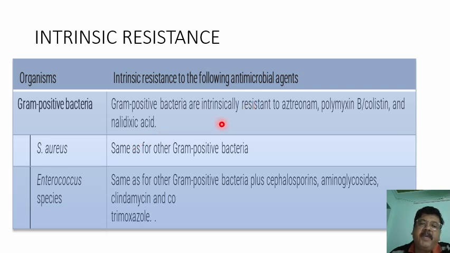Then gram-positive bacteria are intrinsically resistant to aztreonam, polymyxin B, colistin, and nalidixic acid. For example, Staphylococcus aureus is resistant to aztreonam, polymyxin B, colistin, and nalidixic acid. Enterococcus species: same as gram-positive bacteria plus cephalosporins, aminoglycosides, clindamycin, and cotrimoxazole.